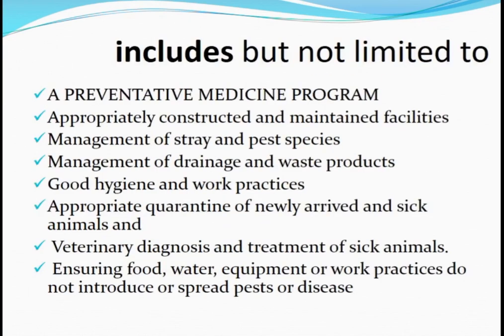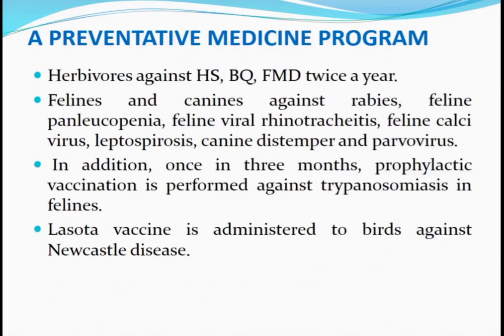Now this includes, but is not limited to, a preventive medicine program, an appropriately constructed and maintained facility, management of stray and pest species, management of drainage, good hygiene, appropriate quarantine of newly arrived and sick animals, proper diagnostics, and ensuring food, water and other equipment. And what does it mean to have a preventive medicine program?